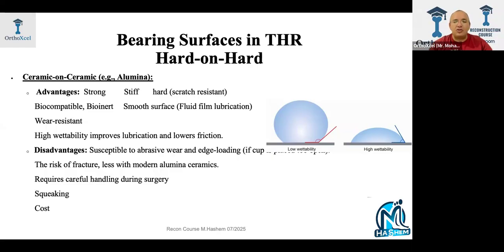So if you look into the ceramic on ceramic, the advantage is that ceramic, as all of us know, is very strong. That's why we're using it in our flooring everywhere. It is strong, it's stiff, it's hard, and you need to clearly understand the difference between the three words. For us, as non-engineering people, stiff is strong is hard. No. From an engineering point of view, every word has a different meaning.